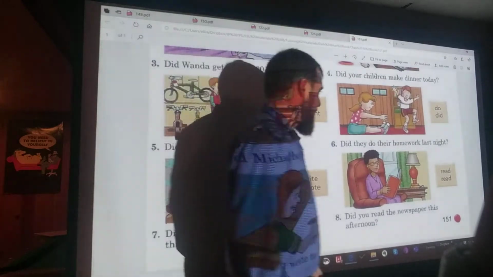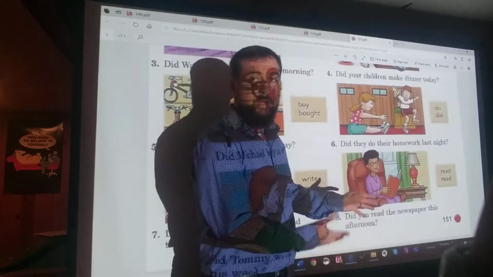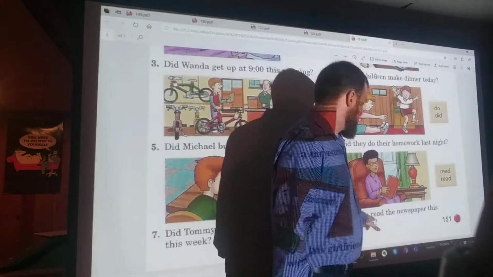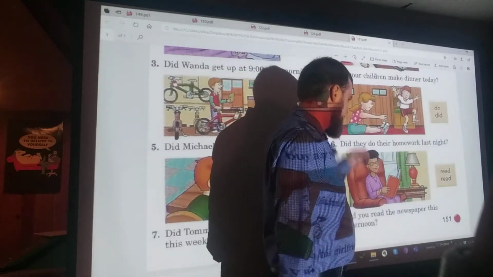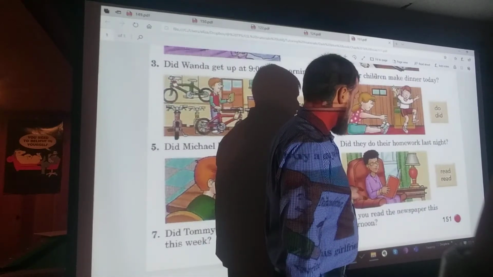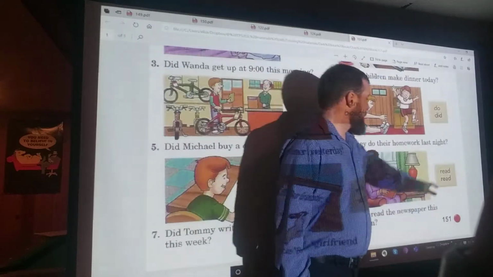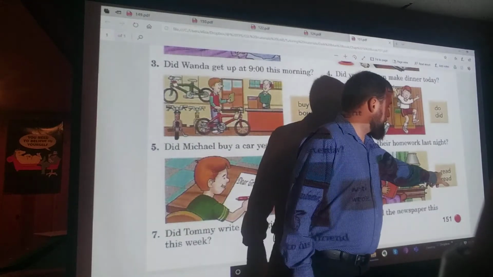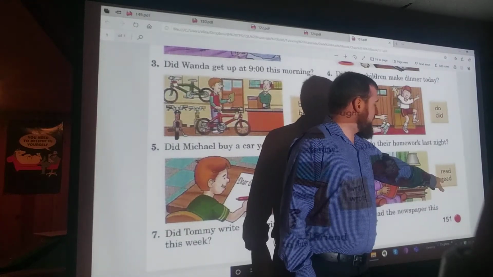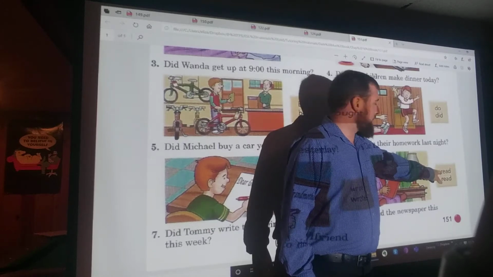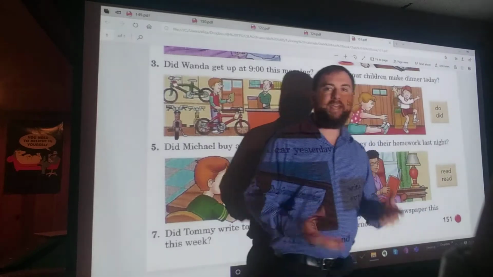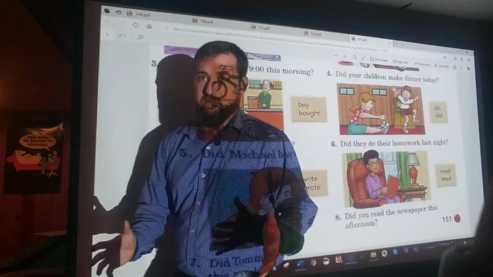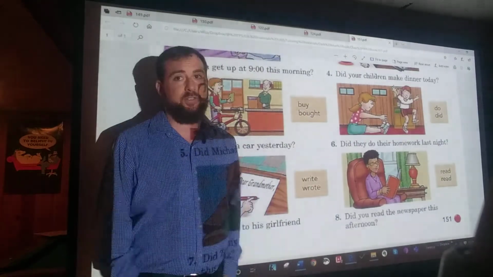verbs. And here's the granddaddy of all weird words in English. Read and read. Did you read the newspaper this afternoon? No, I didn't. I read a book. So when we say read in the present tense, we pronounce it "reed." When we say the past tense of the word read, we say "red." We make it sound different, even though the spelling is the same. It's really weird, but that's English for you.